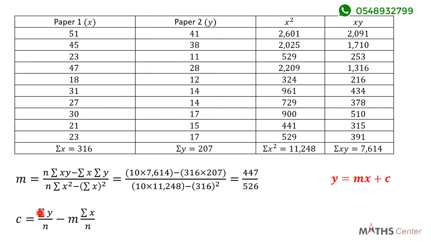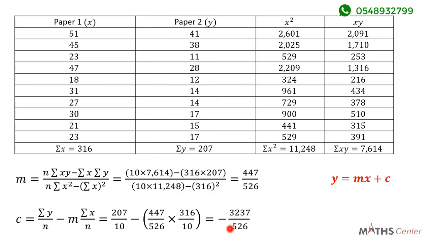C is given by the formula sigma y divided by n minus m, which we have just found, times sigma x divided by n. Remember, n is 10 because the data points are 10. We have the value of sigma y and sigma x. So we substitute everything here. This will be equal to sigma y, which is 207 divided by n, which is 10, minus m, which is 447 divided by 526, times sigma x is 316. So 316 divided by n, which is 10.